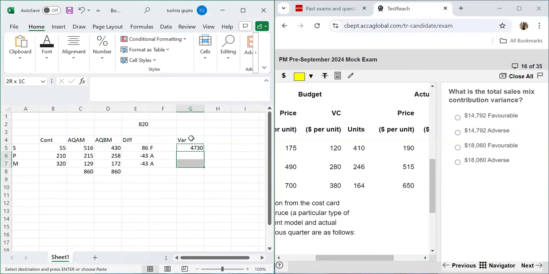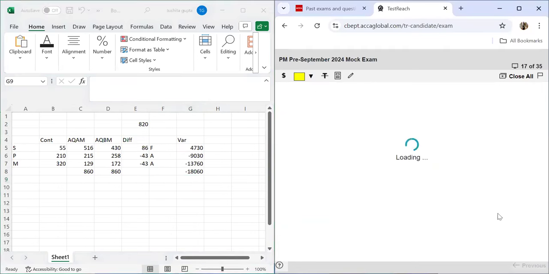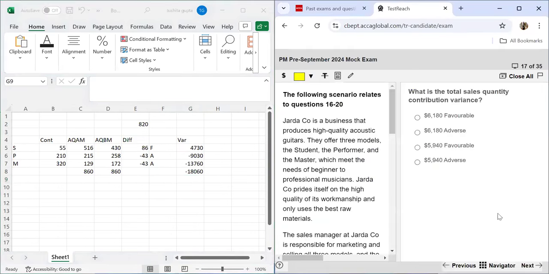Similarly, you can drag to the remainder of the cells and then use or equal for the total. So you get 18060 adverse as your final answer. So this is your answer. Moving ahead to the next question, we are required to calculate the sales quantity contribution variance. So contributions we already have worked out over here. Now for the sales quantity contribution, we take this figure.